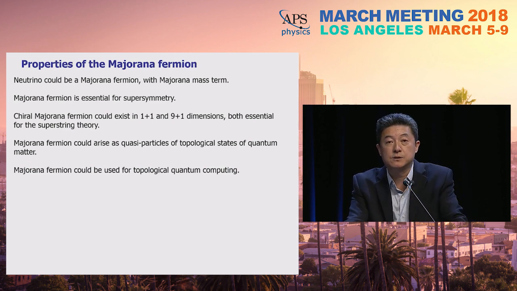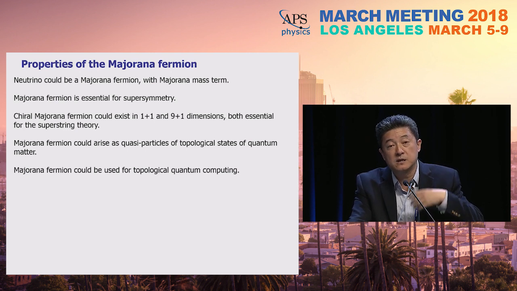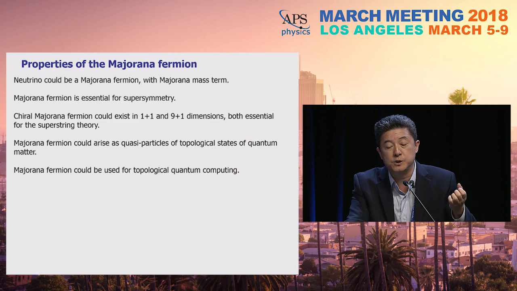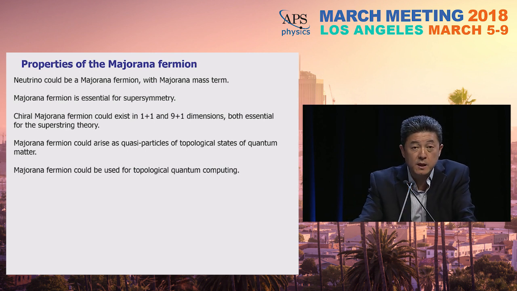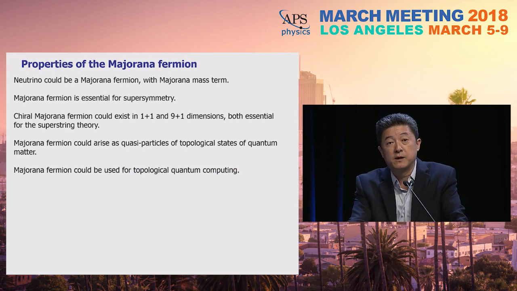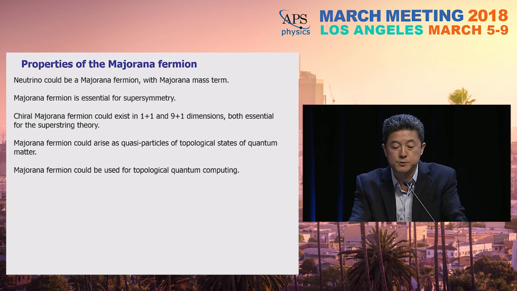But the only sensible mass term, theoretically, we can add to the neutrino is actually a Majorana mass term. So that's actually the existence of mass for neutrino. It gives us a very good indication that neutrino might itself be a Majorana fermion. Theoretically, Majorana fermion is a very deep concept. It's essential for formulating the concept of supersymmetry.